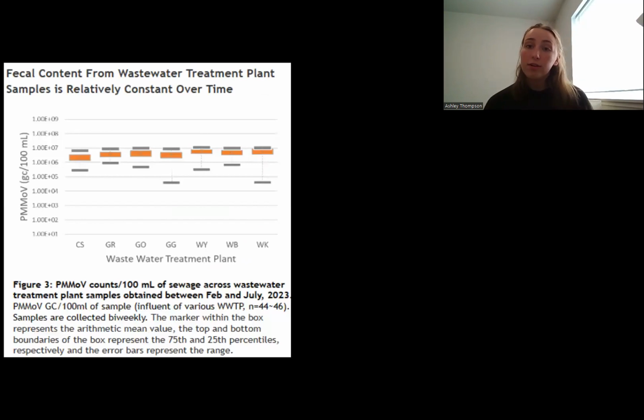Throughout this process, we have learned many things, and one of them has been that fecal content from wastewater treatment plant samples is relatively constant over time. All of these samples are wastewater treatment plants, and you see very little variation over time within these samples, making it extremely predictable what the PMMoV fecal content should be at a wastewater treatment plant.